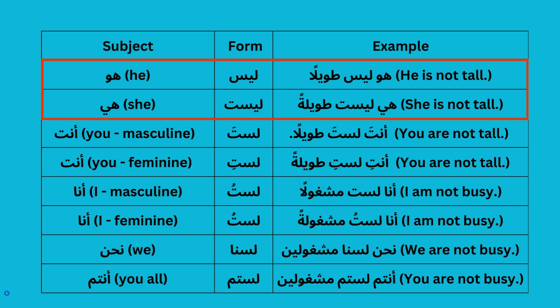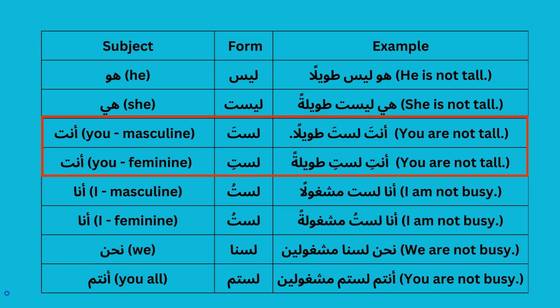Tawilatan. Good. Next we have you male and you female. Anta and anti. For that we say lasta and lasti. If you want to say the same thing for you are not tall, for male and female, this is how we say: Anta lasta tawilan. Likewise, for female, Anti lasti tawilatan.